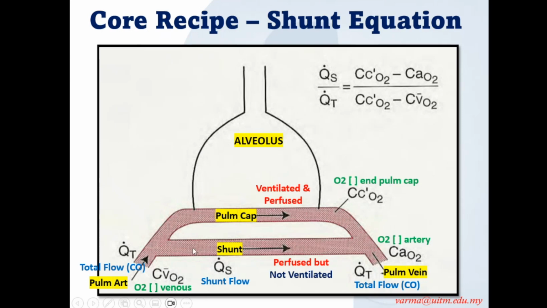So this flow that bypasses the pulmonary capillary and reaches the pulmonary vein is called the shunt flow. The percentage of the cardiac output that is going through the shunt is the shunt fraction. The QT is the total, which is the cardiac output. The part of the cardiac output that is going through the shunt is the shunt flow. So that will be your shunt fraction. We'll talk about it again. So how do we find out the CcO2? We will use the concept of QT minus QS, because total cardiac output is QT, shunt flow is QS. So we will discuss how we derive all this in a while.